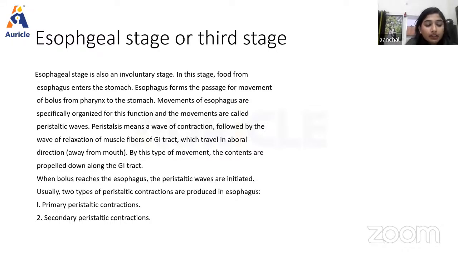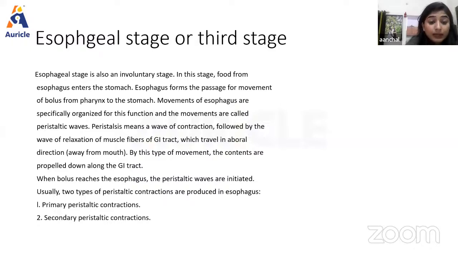So what happens when the bolus reaches the esophagus? The peristaltic waves are initiated, right? But here we're going to discuss two types of peristalsis. The first is the primary peristaltic contraction, and the second is the secondary peristaltic contraction.